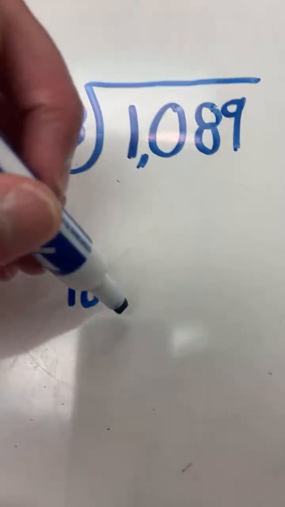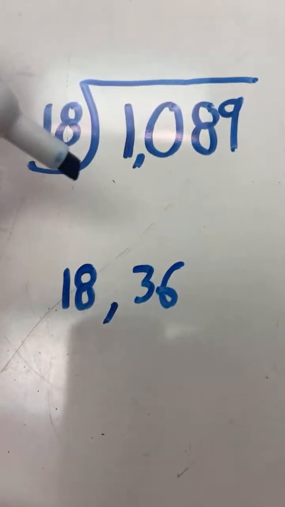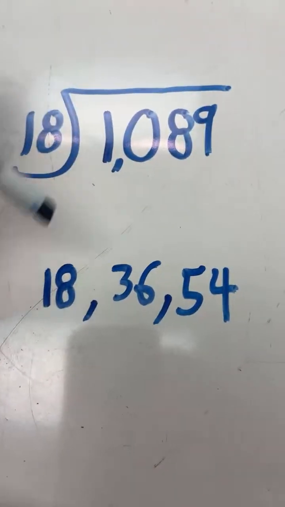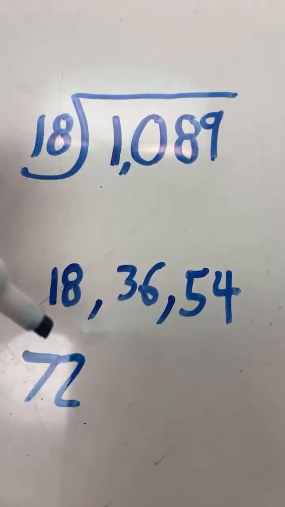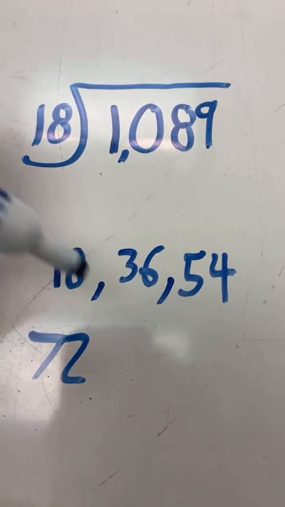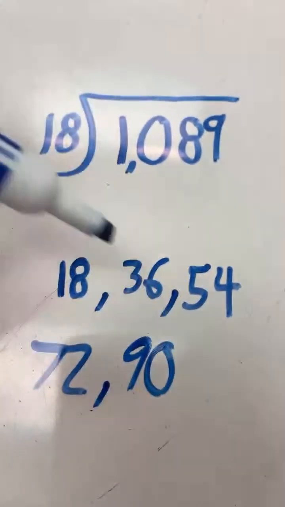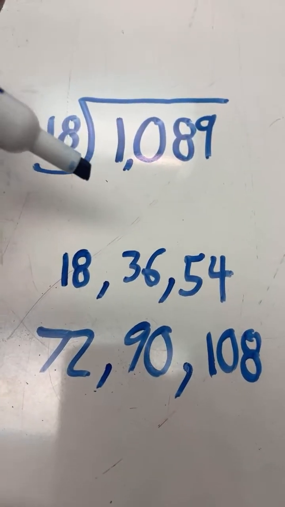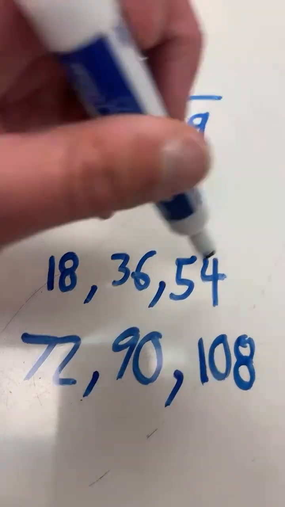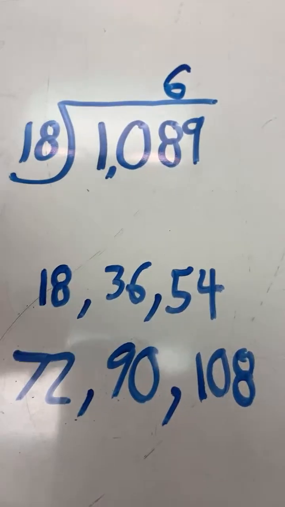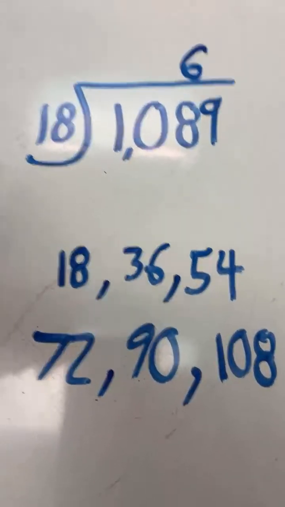18, that's one group. 36, that's 2 groups of 18. 54, that is 3 groups of 18. 72, that is 4 groups of 18. 90, that is 5 groups of 18. 108 is 6 groups of 18. So I had to count by 18, 1, 2, 3, 4, 5, 6 times to get to 108. 108 divided by 18 equals 6.